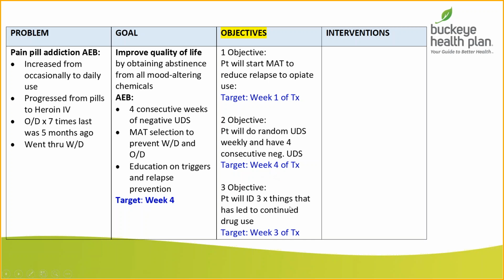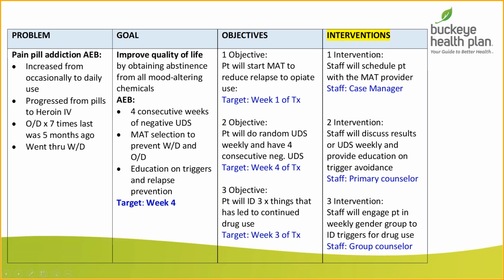The third objective, patient will identify 3 things that have led to continued drug use. We'll give her week 3 of treatment for that. The interventions, well, who's going to schedule the poor woman for MAT? Can she schedule it herself? No, we get the case manager to do that for her. So we want to schedule her and make sure she gets to the MAT treatment.